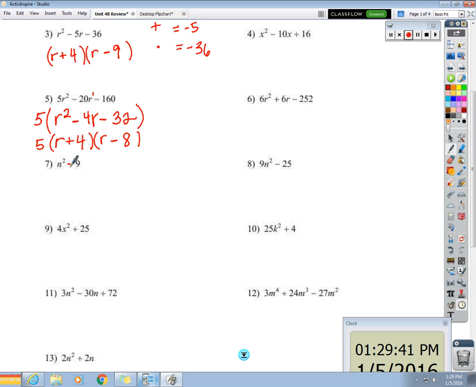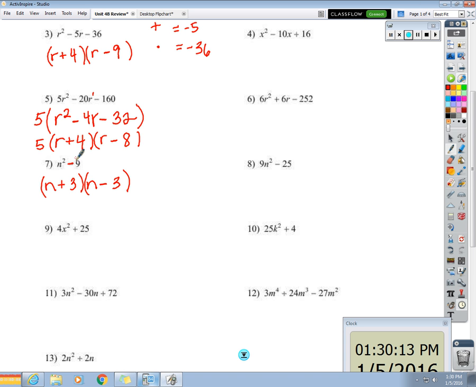Difference because it's subtraction. Two squares because both of these are perfect squares. The reason that n squared is a perfect square is because it can be obtained by doing n times n. The reason that 9 is a perfect square is because it can be obtained by doing 3 times 3. But for it to be a negative 9, you have to have opposite signs. Not for this one.